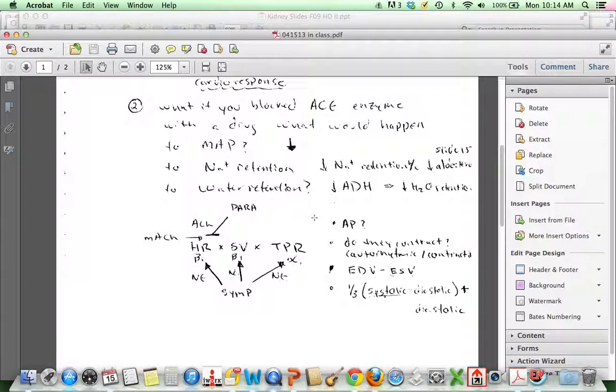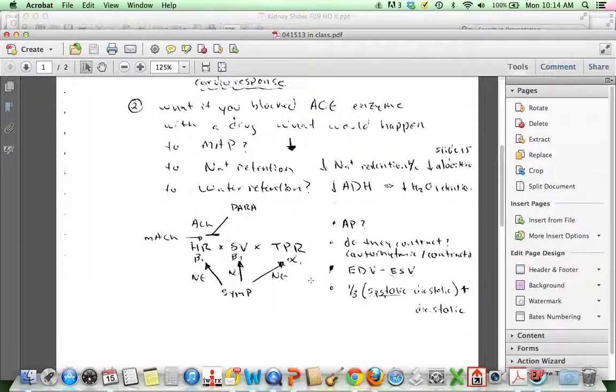The other thing I said is I had a little bullet point list here of some other things that are potential target points for the final, including the type of action potential that we get out of the autorhythmic cells versus the contractile cells, whether they contract or they don't contract, thinking of autorhythmic versus contractile cells, the equation of end diastolic minus end systolic volume equaling our stroke volume, and then finally our mean arterial blood pressure, an alternative way of calculating it.